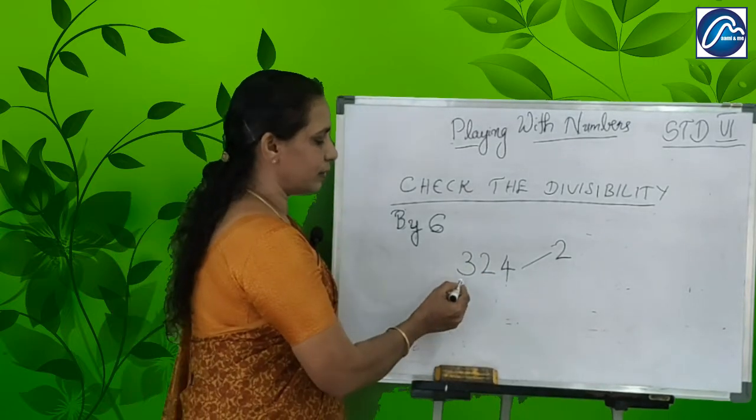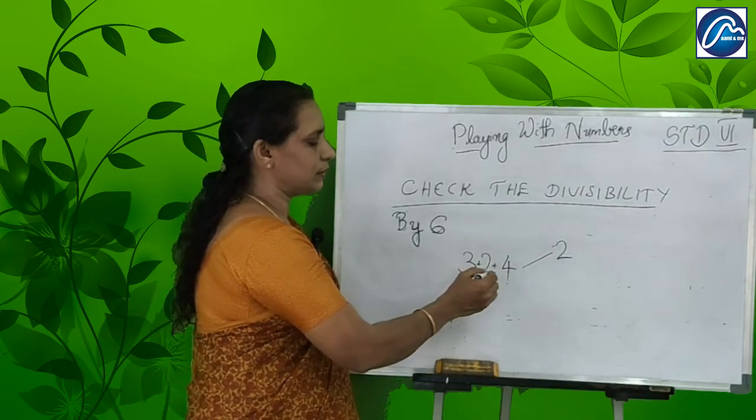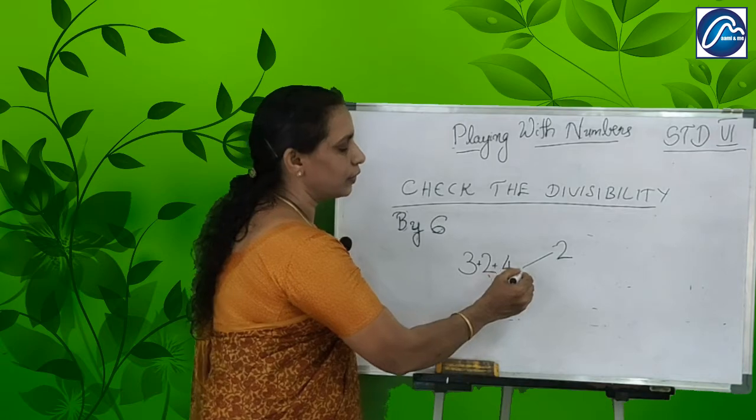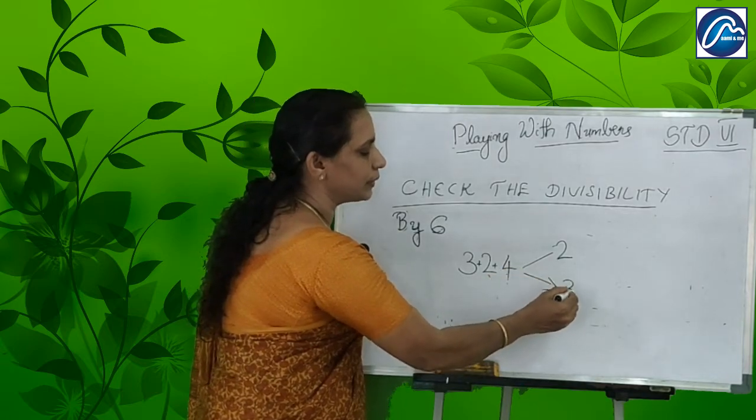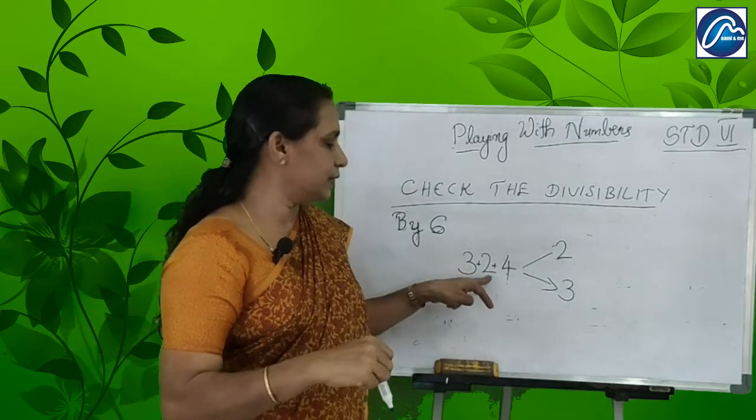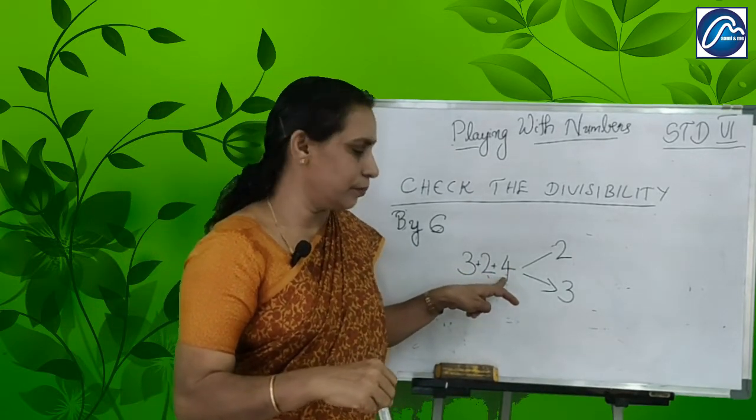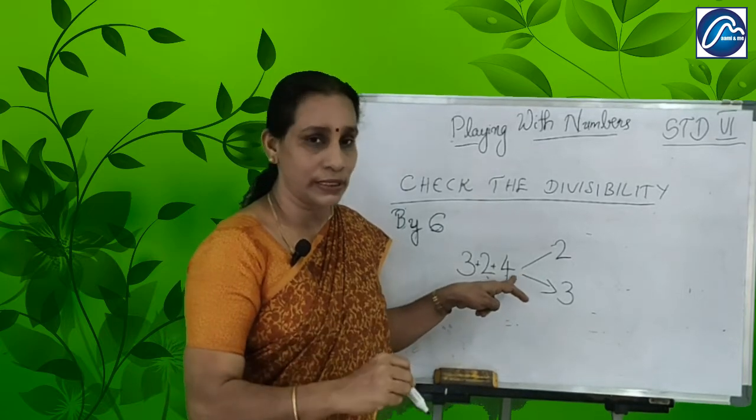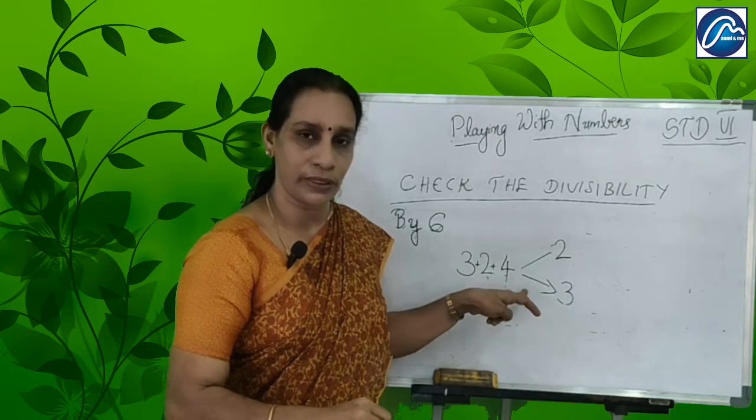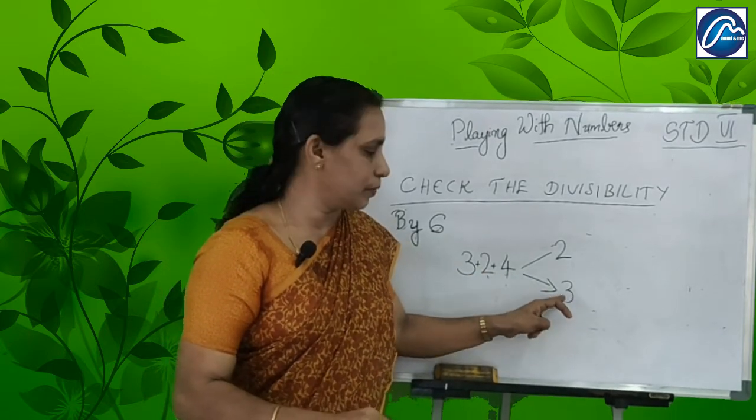And check the, add the digits. 3 plus 2, 5, 5 plus 4, 9. So it is divisible by 3 also, that we have studied earlier. When the digits are added, you will get a number which is a multiple of 3. That is, we got here 9. 9 is a multiple of 3. So this number is also a multiple of 3.